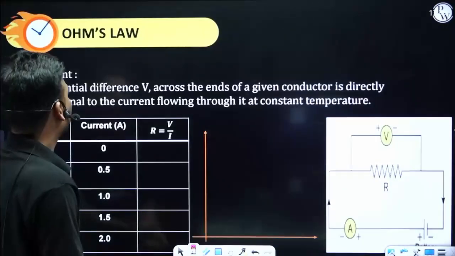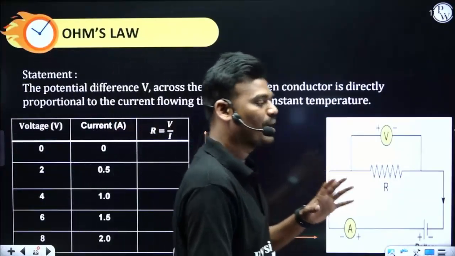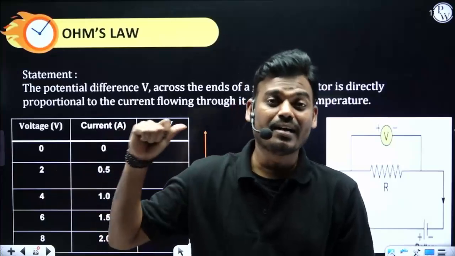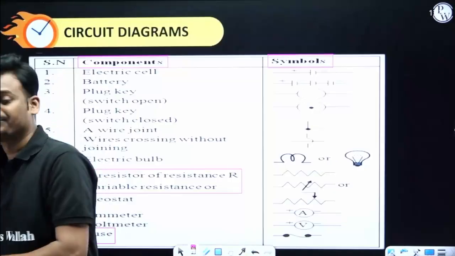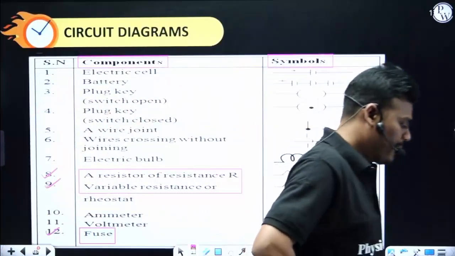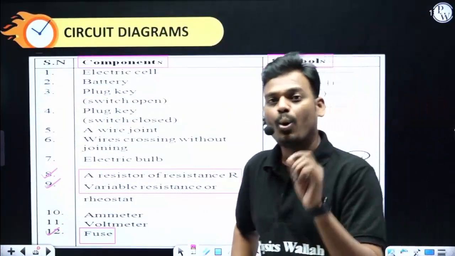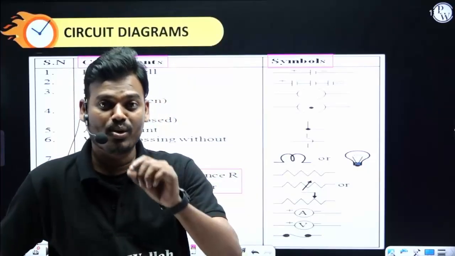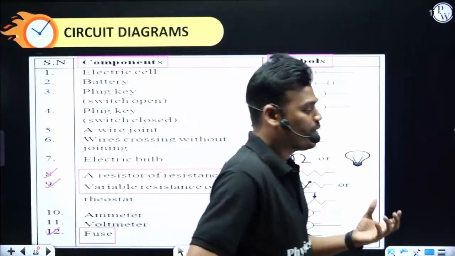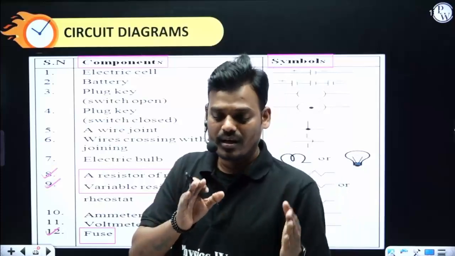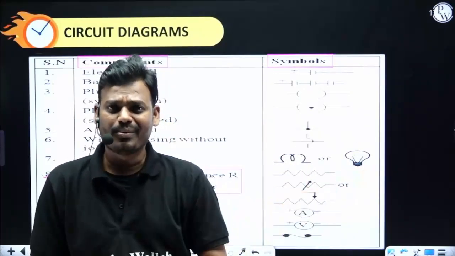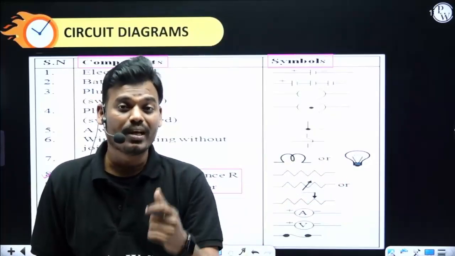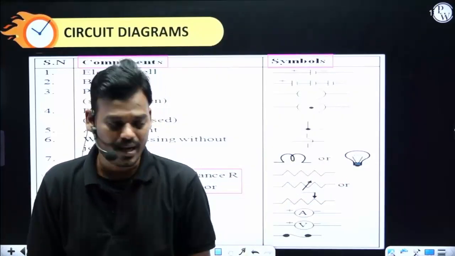Now, next one, Ohm's law. This is a very, very important one. Already we know about current and potential difference. The scientist's name is George Simon Ohm. He was trying to establish a relationship between current and potential difference. He wanted to check whether there is any relationship between current and potential difference, which is also called voltage.